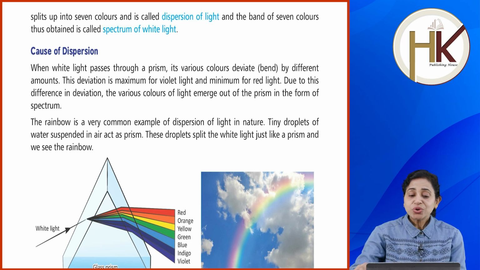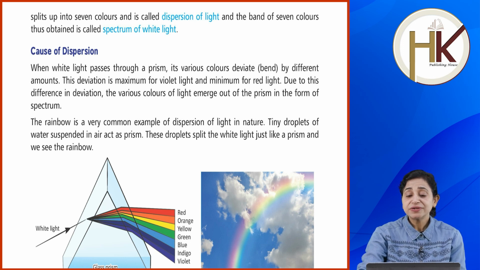Cause of dispersion: when white light passes through a prism, its various colors deviate, or bend, by different amounts. This deviation is maximum for violet light and minimum for red light.